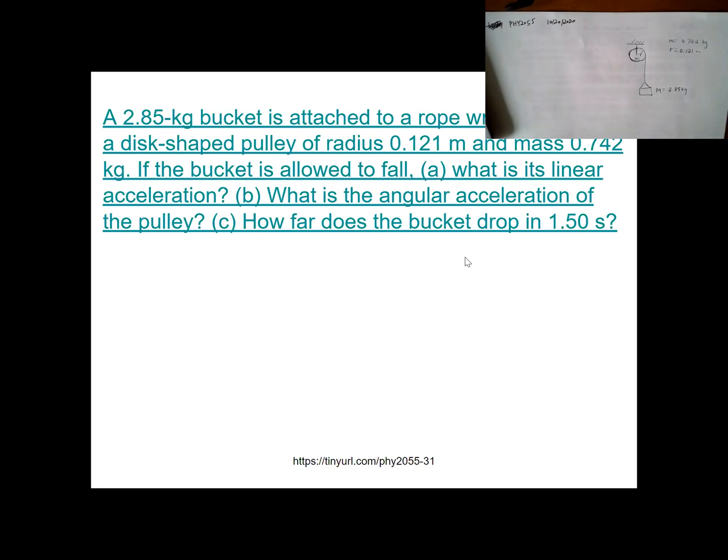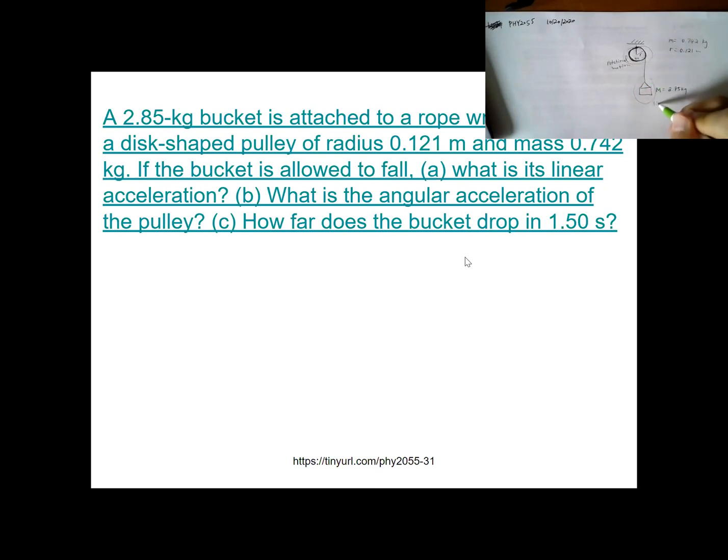It says, what's the linear acceleration. For this problem, the bucket is going to have linear motion only. Now the pulley is going to have rotational motion. So you'll be looking at the linear motion for this one and the rotational motion for this one. So they are separate. This is rotational motion.